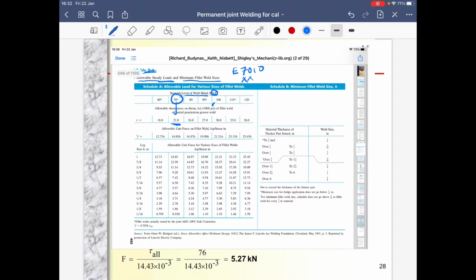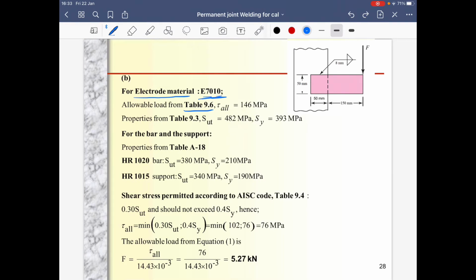I know some of you don't have the Shigley textbook 11th edition in SI unit, but if you don't have it, make sure you change it before you use it. For example, the allowable shear stress of 21 kpsi is more or less the same as 146 megapascal. So change it. This is the allowable shear stress for the electrode E70.